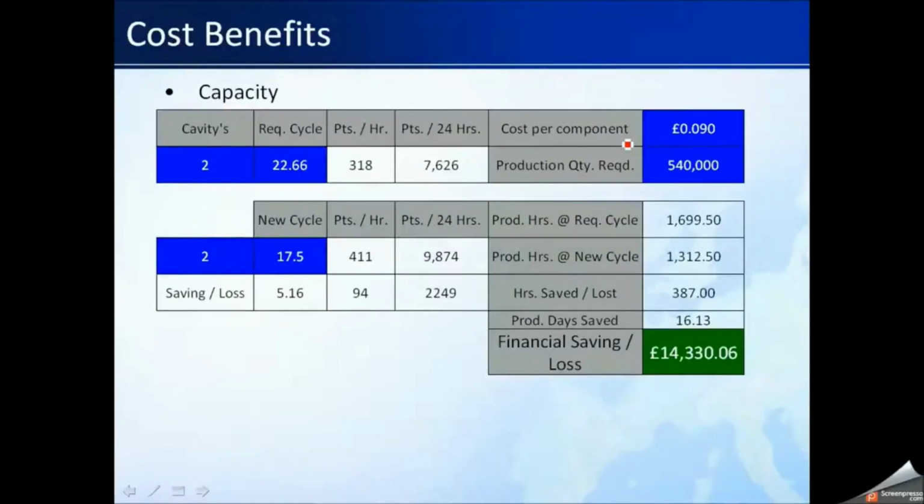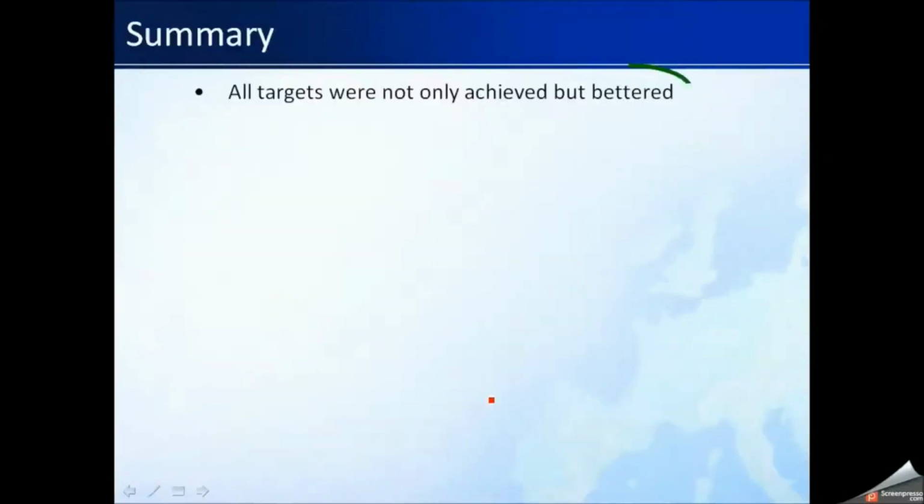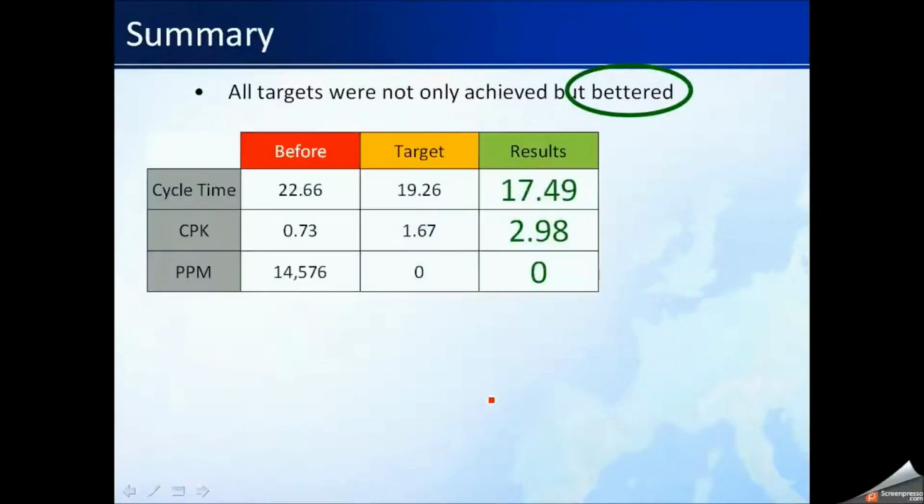So let's have a look at the benefits. Now this is just the saving on manpower, but to be honest, it's probably a lot more than this. Quality wasn't causing us a big deal. Look, it was 1.4% the old process, but now 0 defects. So we're going faster and better quality. So all the targets were met. We were aiming for 19.26 on the cycle time. We actually hit 17.49. We were aiming for the CPK of 167. We actually hit the CPK of 3. So we absolutely smashed the targets.